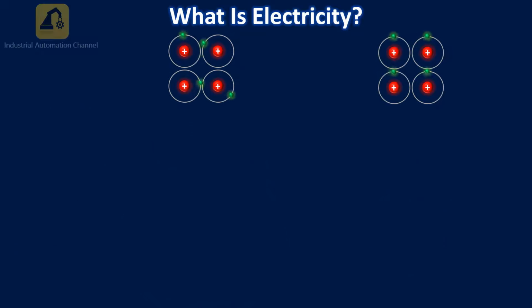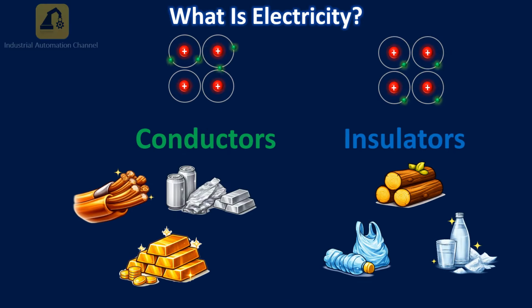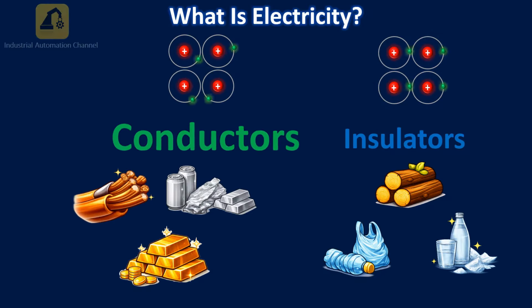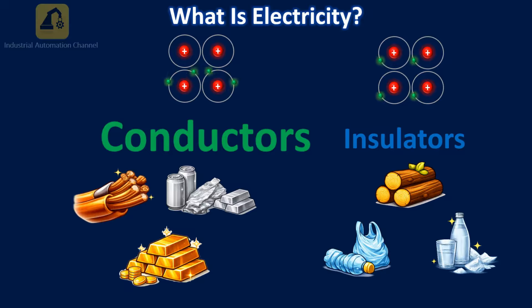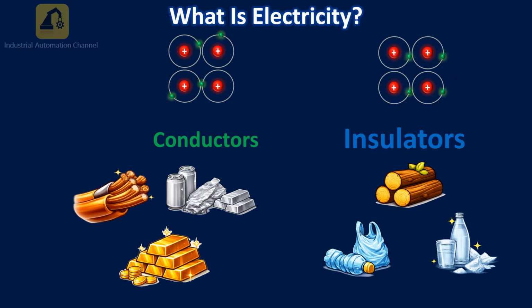This is where we meet two very important words in electricity: conductors and insulators. A conductor is a material where electrons can move easily, so electricity can flow through it. That's why metals like copper and aluminum are used for wires.